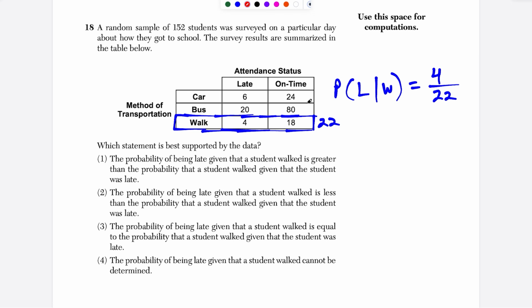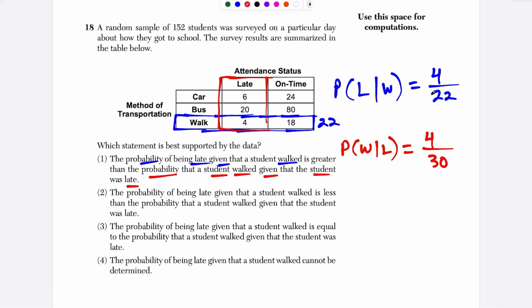And now let's focus on the other probability. The probability, so I'll just color code this, the probability of being late given that the student walked. And now we're going to look at the probability that the student walked given that the student was late. Okay, and I'll just write that over here. The probability that the student walked given that they were late. And for this one, the restriction is on being late. So we're going to be focusing on this column over here. And now we just look for the number of people that walked in this space over here is 4. And now we're dividing by, we're doing 6 plus 20 plus 4 is 30.